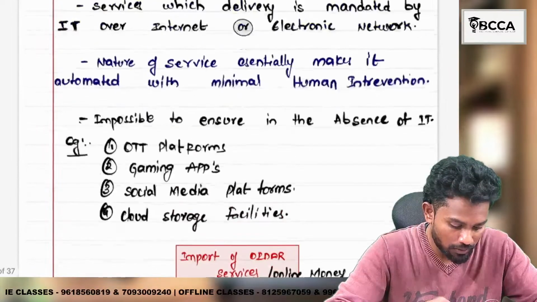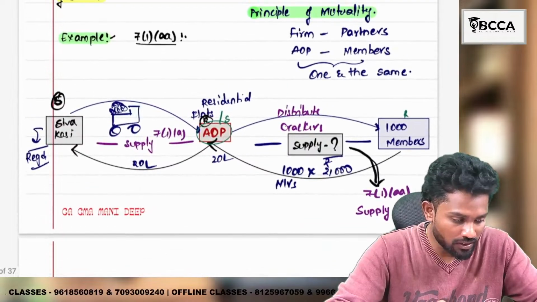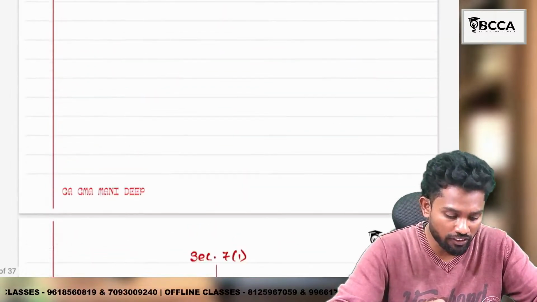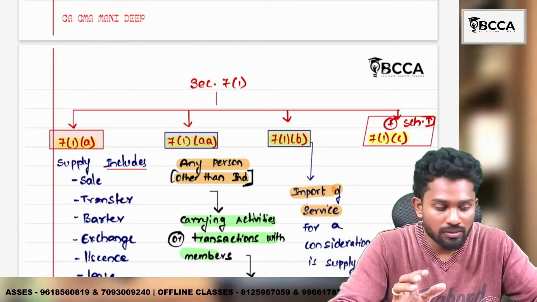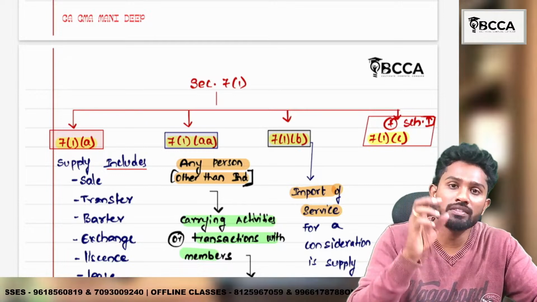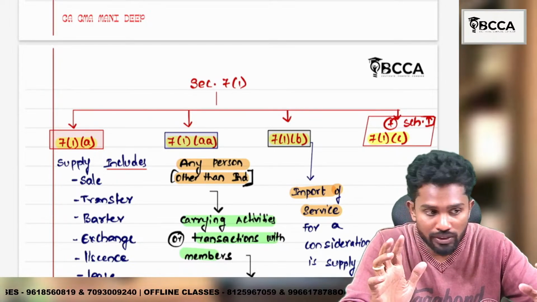If you see, I'm not again and again referring to the definitions, sir, because we had already enough number of times revision for the definitions. So I'm just starting with supply. In supply, we are starting with section 7. Under section 7, there is 7 subsection 1, 7 subsection 1a, and 7 subsection 2.